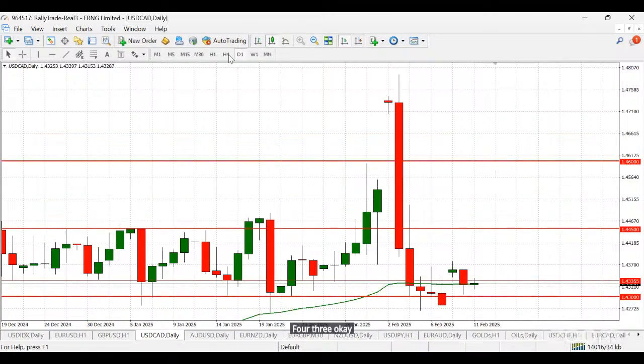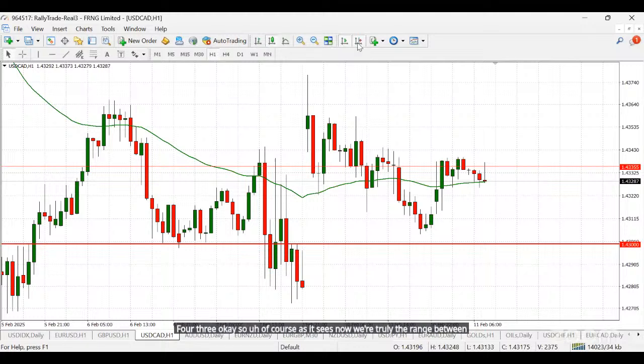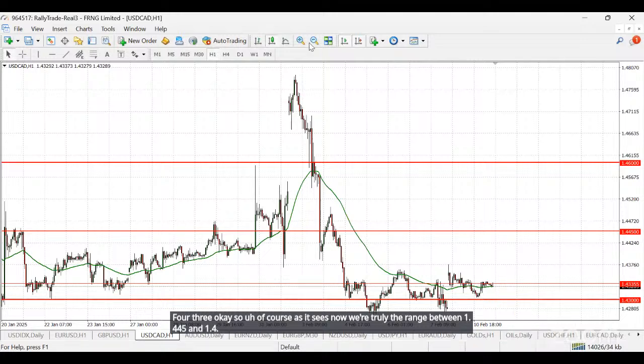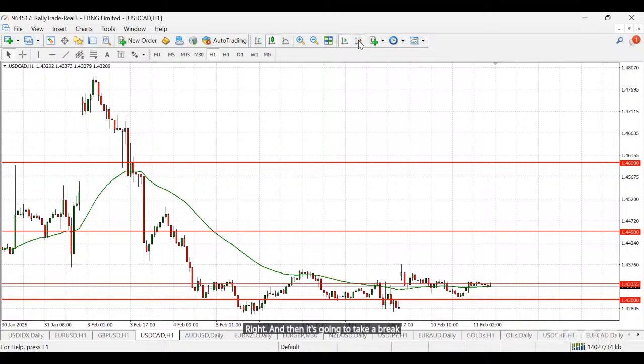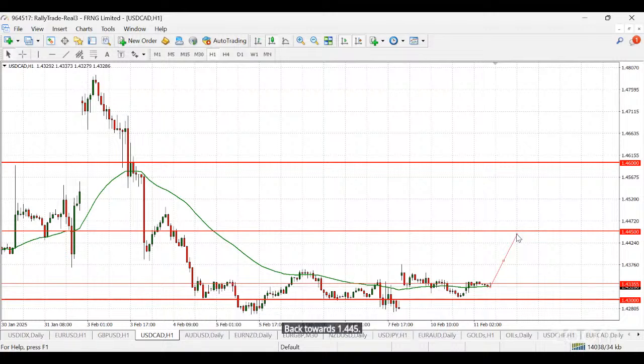So as it is now, we're trading the range between 1.445 and 1.43. It's going to take a break out of that range for this to get more defined. Number one, if we see price take out this support level at 1.43, that's going to be bearish for USD CAD. However, if we see a break above 1.4335 around that level, then it's going to be bullish back towards 1.445. Those are the two levels we're watching for USD CAD.